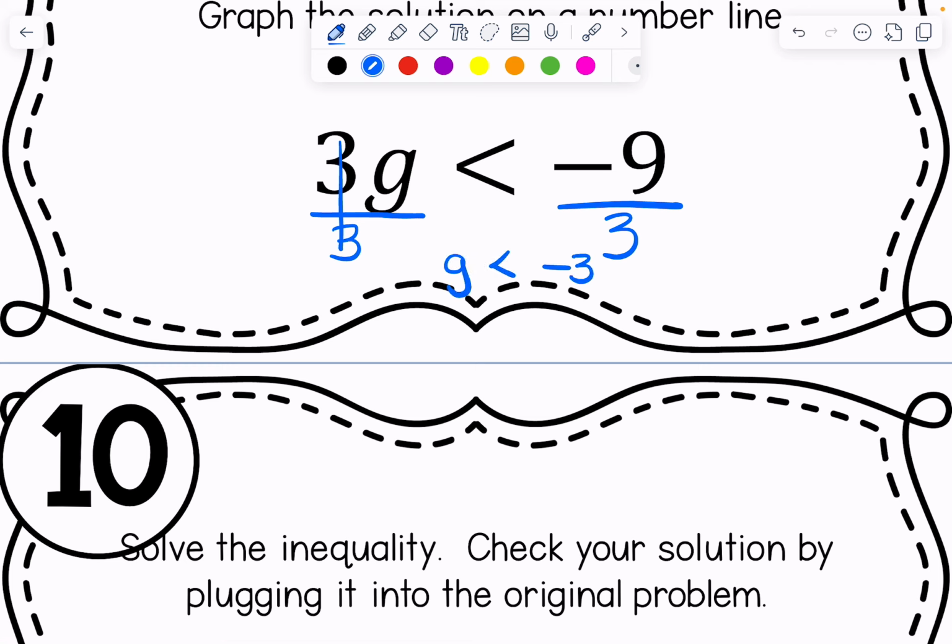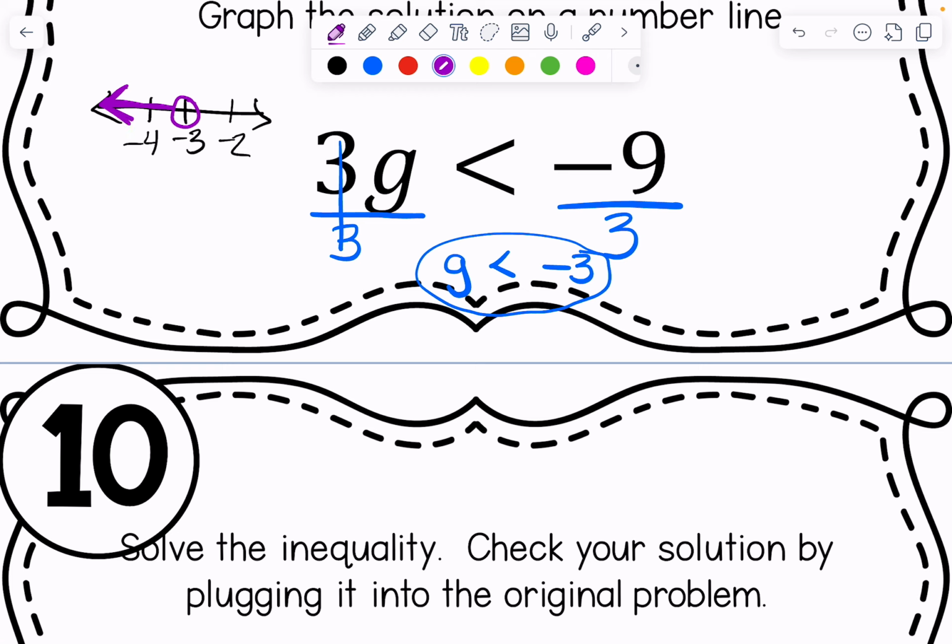I'm going to bring down my inequality. And so then again, we need to write our whole entire solution as an inequality with a variable, comparing it to a value. So g is less than negative 3. To graph that, I want negative 3 on my number line. I'm going to go ahead and put negative 4 and negative 2 on my number line. I'm comparing g to negative 3, so I have my circle there. This time it's an open circle because it cannot equal negative 3. And then all my values less than negative 3 would be to the left.